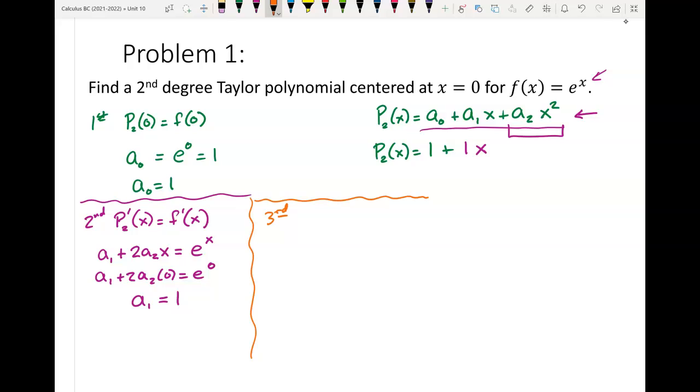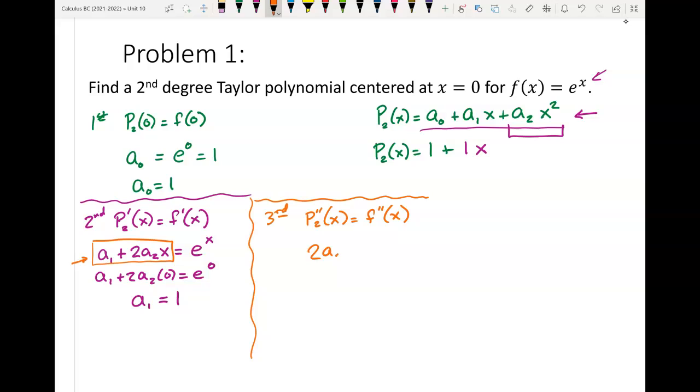All right, so let's do it again. Now we're going to do this second derivative. So we're going to go ahead and do p sub 2 double prime of x equals f double prime of x. I already have the first derivative over here on the left. So what's the derivative of my first derivative? If I take the derivative of my first derivative, what would we have?